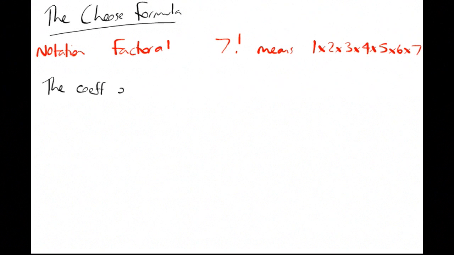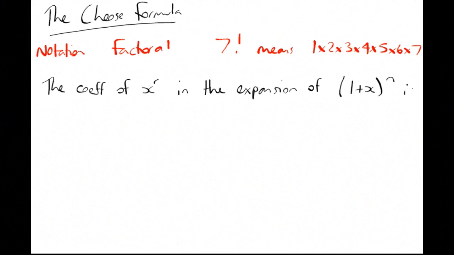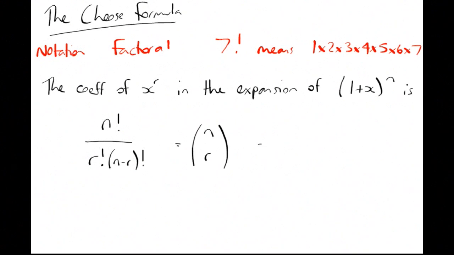The coefficient of x to the power r in the expansion of 1 plus x to the n is n factorial over r factorial times n minus r factorial. That's called the choose formula. So we'd write it like this in the brackets. We'd call it n choose r. You can also write it as nCr. Now it's a lot easier to explain where this has come from if you look at the probability side of it, the choose aspect of it. We're just going to use it as this is what it is. So n factorial over r factorial times n minus r factorial, or nCr, n choose r.